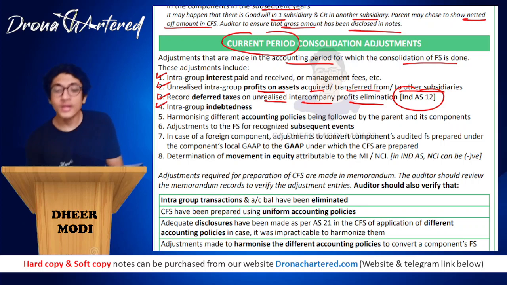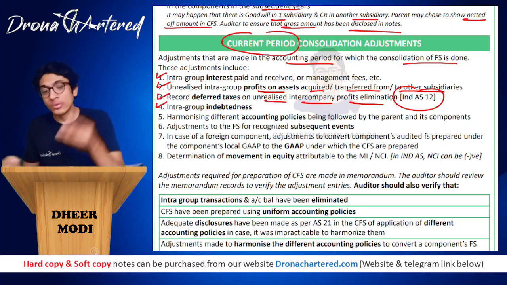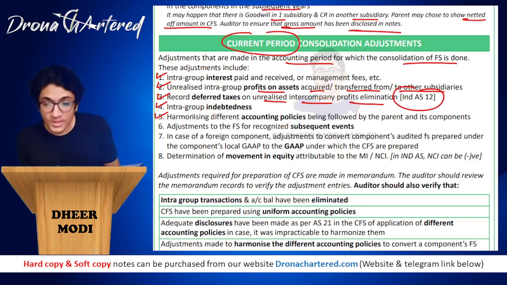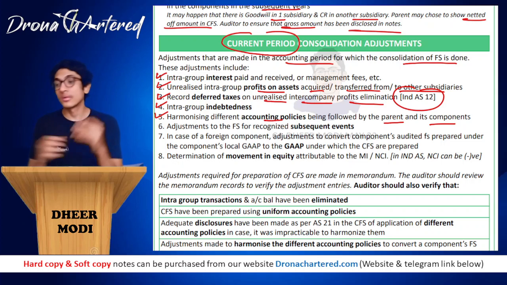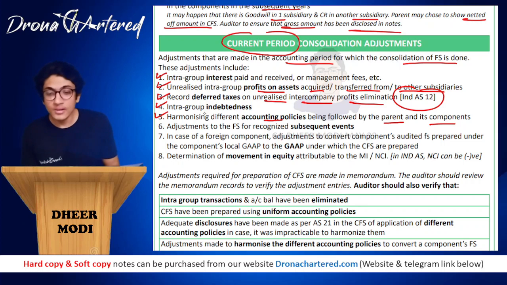Next is your intra-group indebtedness. Intra-group, that means within the group. So if I have lent a loan to someone, this loan will be cancelled in your consolidated financial statements. Harmonizing different accounting policies being followed by the parent and component. Both of us will be following different policies, so we have to adjust so that the one CFS that we make has only one accounting policy.